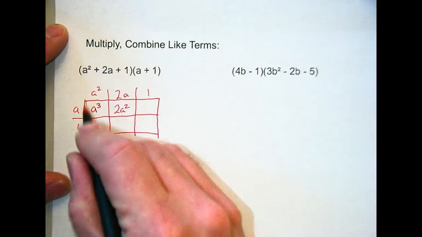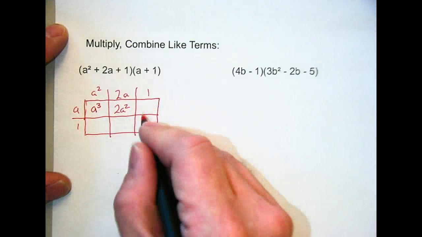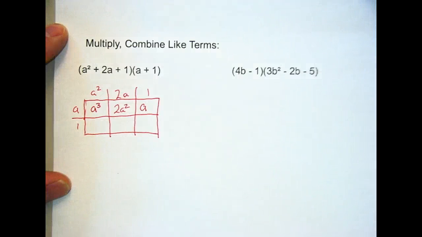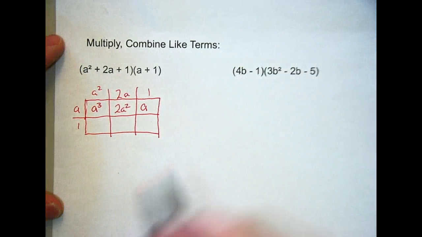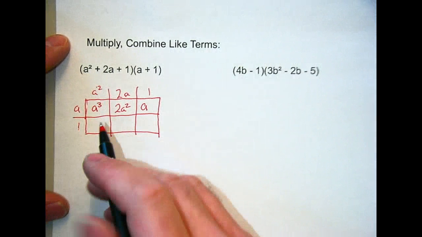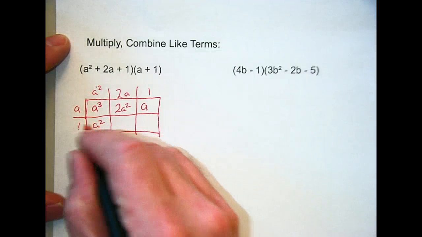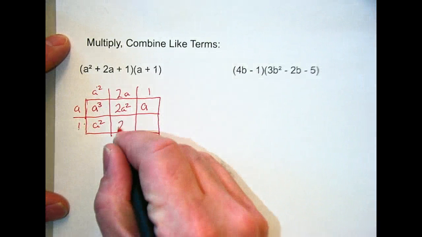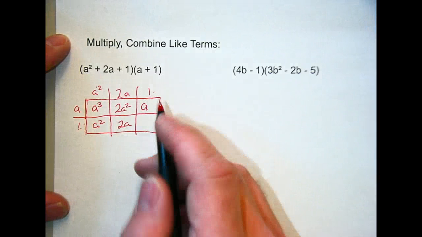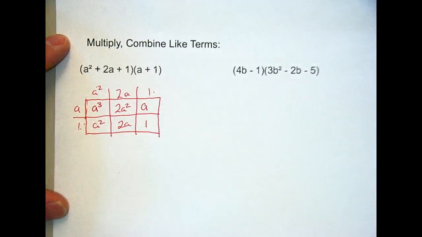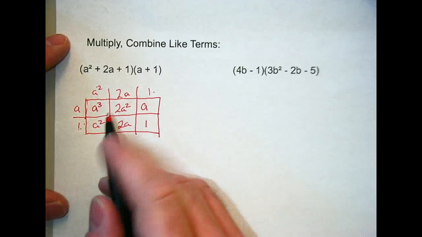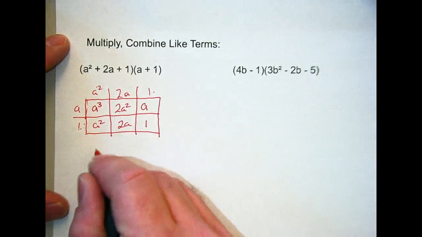I've seen that a lot of you have already done those. A times 1 is a. A lot of a's, eh? 1 times a squared is a squared. And 1 times 2a is 2a, and 1 times 1 is 1. So there has to be another way to do it. There is, and then we go from there. It's a nice way to keep yourself organized.